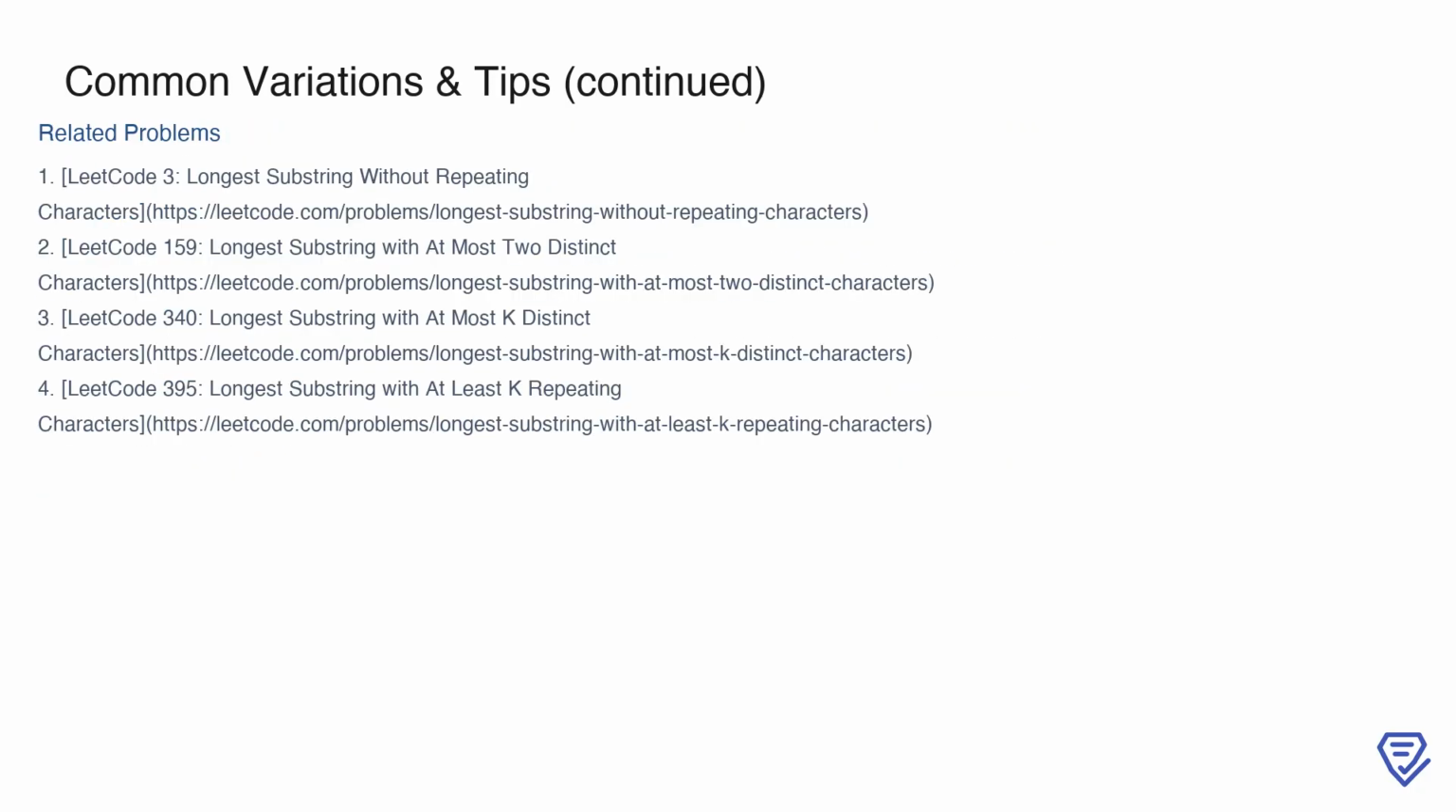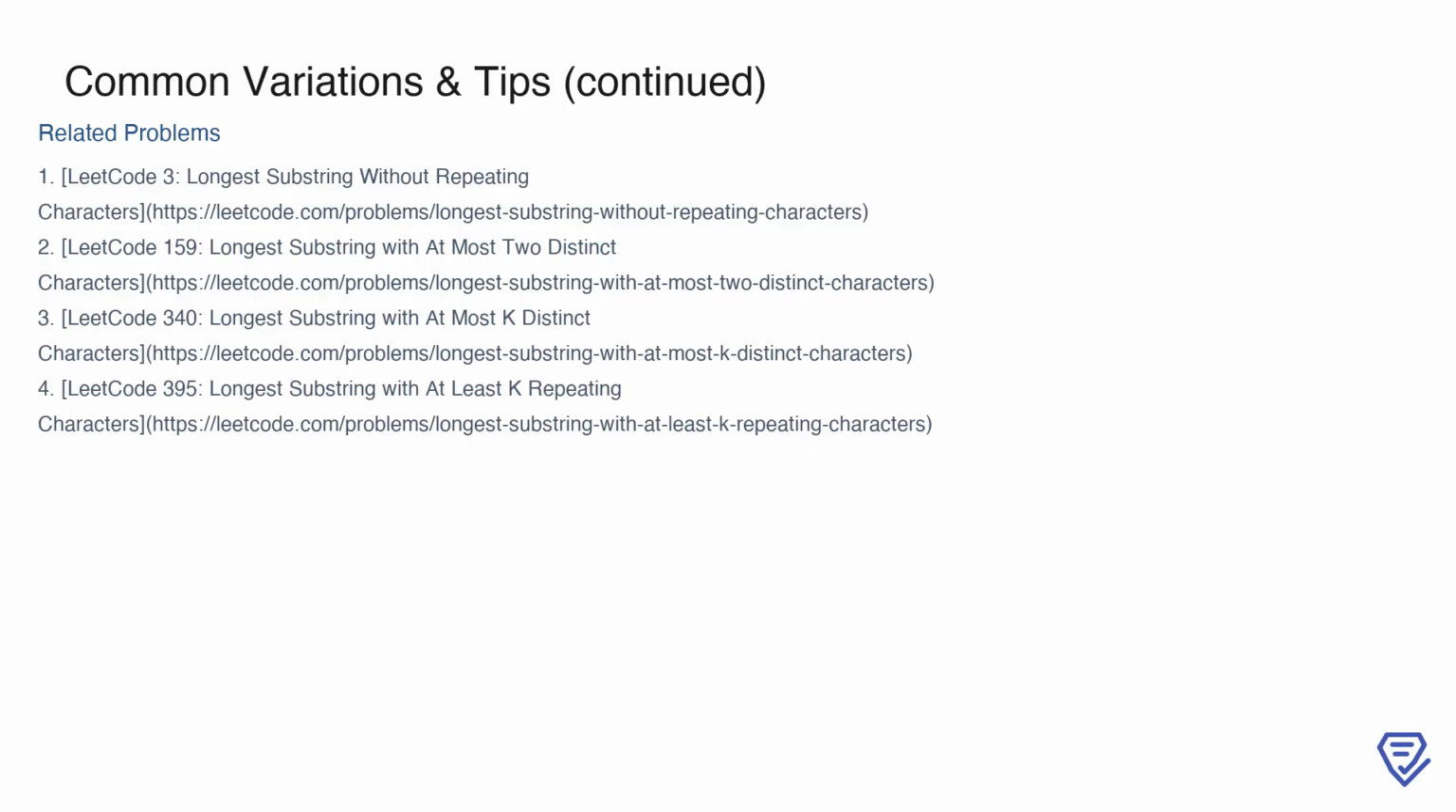This problem is also closely related to several other classic substring challenges, which can help deepen your understanding of string manipulation. For instance, LeetCode 3, longest substring without repeating characters, focuses on finding the longest substring with no duplicate characters. Similarly, LeetCode 159 and 340 both deal with limiting the number of distinct characters in a substring, with 159 capping it at 2 and 340 allowing for a variable number, k. Additionally, LeetCode 395 flips the focus, requiring substrings to have at least k repeating characters.